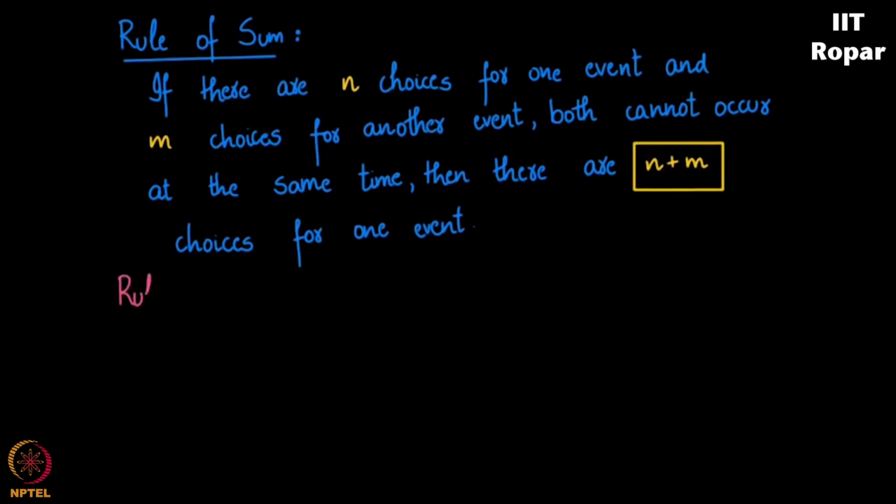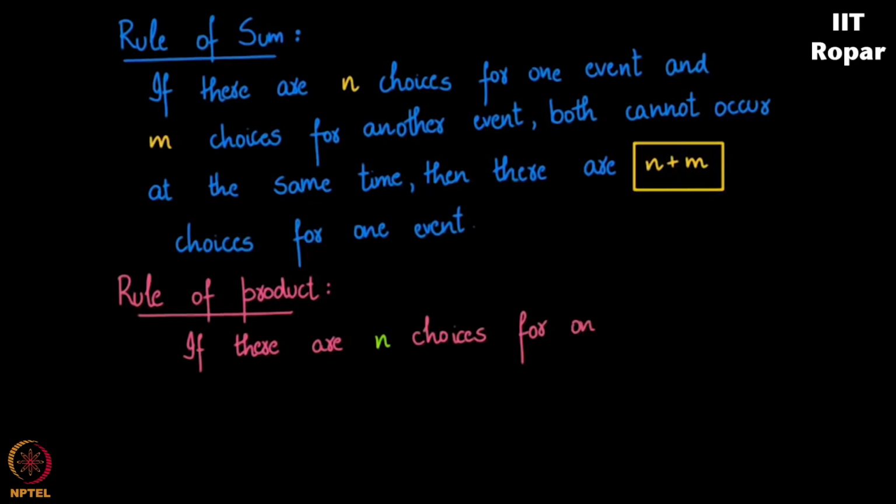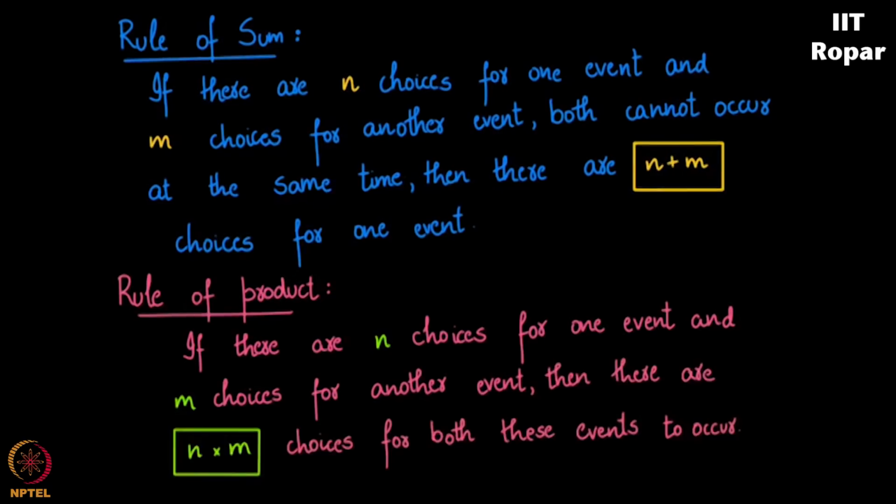And rule of product goes like this. If there are n choices of one event and m choices of another event, then there are n into m choices for both these events to occur. In the previous case, when we were discussing the sum, only one event can occur and hence it is a plus. In the second one, we want both of the events to occur and hence it's the product. So this goes with the rule of sum and the rule of product.